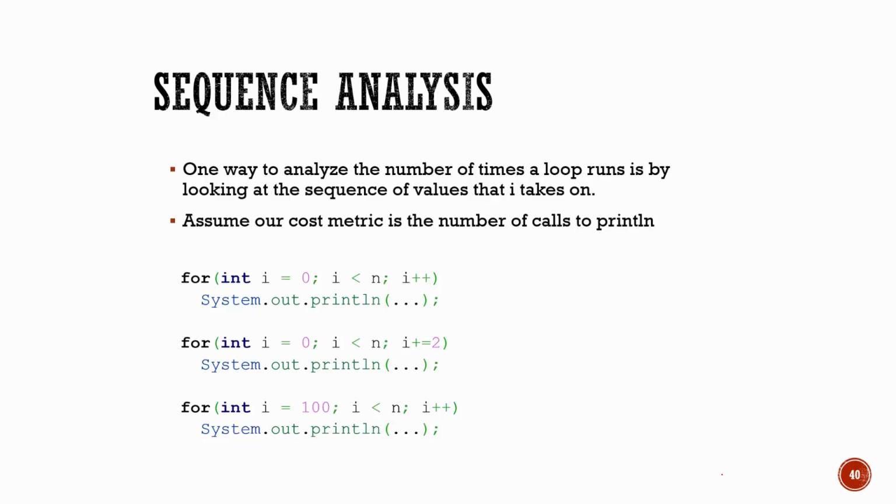I'll get more to this in a second, but let's just start with our cost metric. What we're going to try to analyze here is the number of calls to println. So let's just jump in and see what this looks like. In my first snippet of code, I have basically my int i equals 0, i less than n, and i plus plus. So this bit of code right over here.